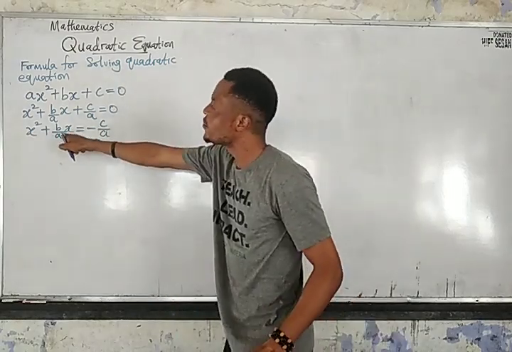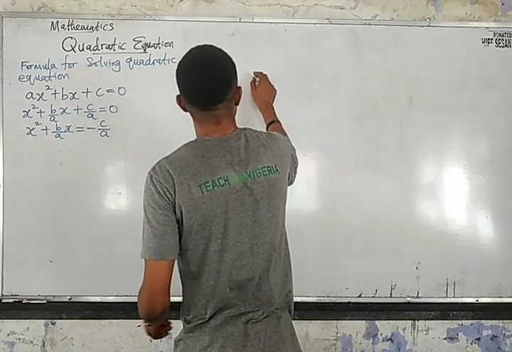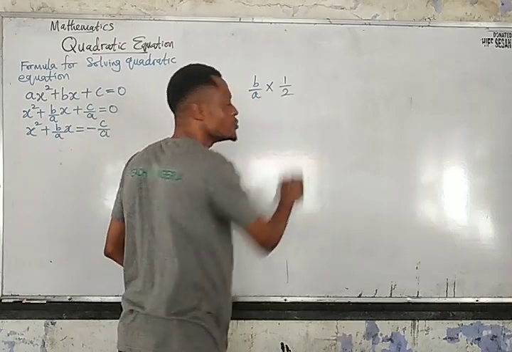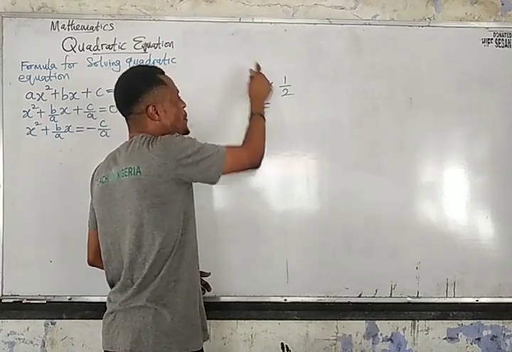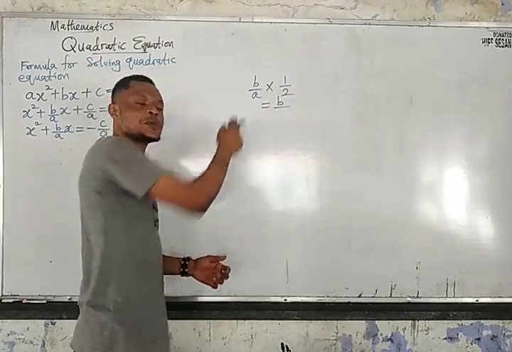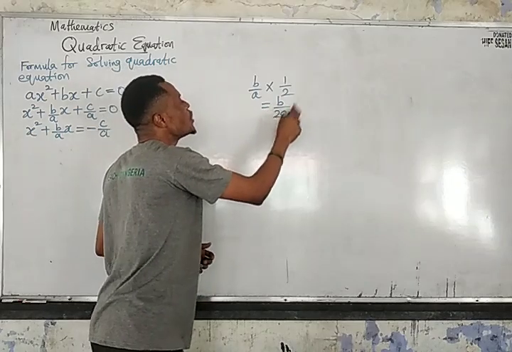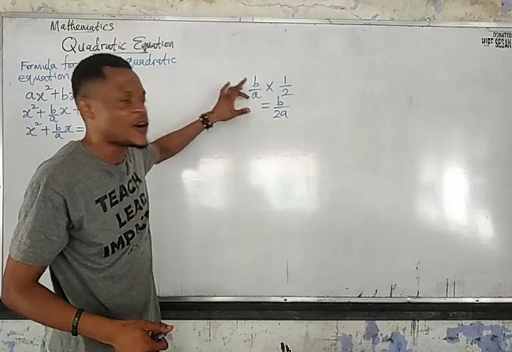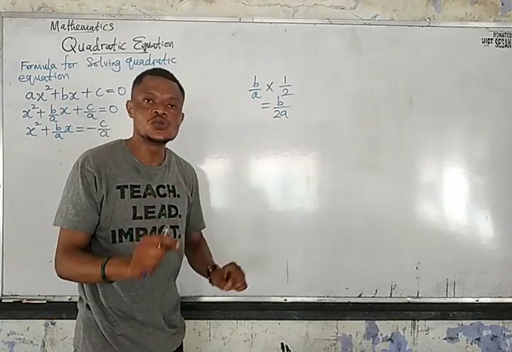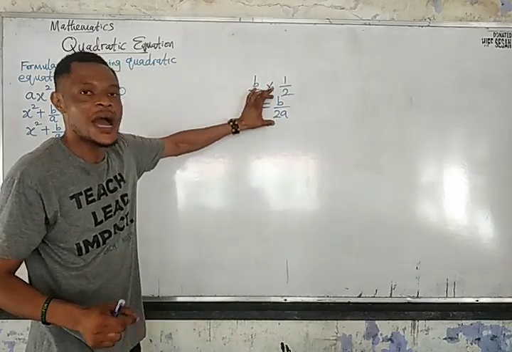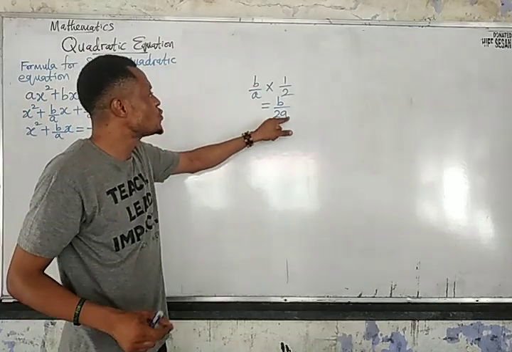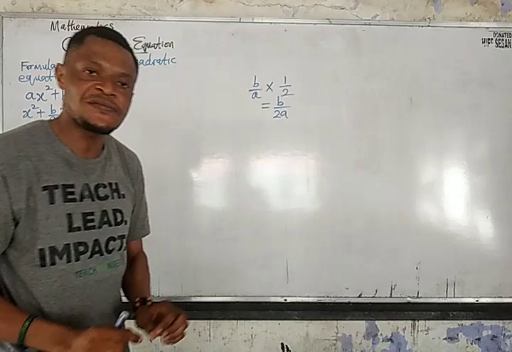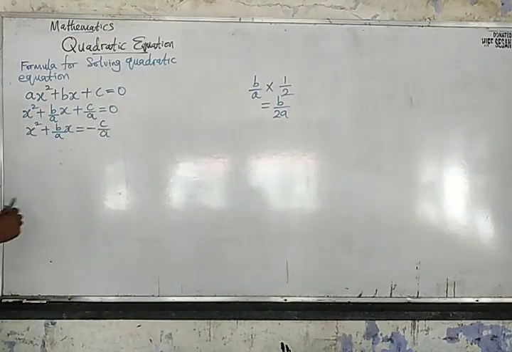So I'll quickly make use of this place. For us to get half of b all over a is going to be b all over a multiplied by 1 all over 2. This will result to b multiplied by 1, b, then a multiplied by 2. We are going to have 2a. Technically, the half of b all over a is going to be b all over 2a. This is our value here, of which we are going to square it. That is what will be added to this to make it a perfect square. So we proceed to that.